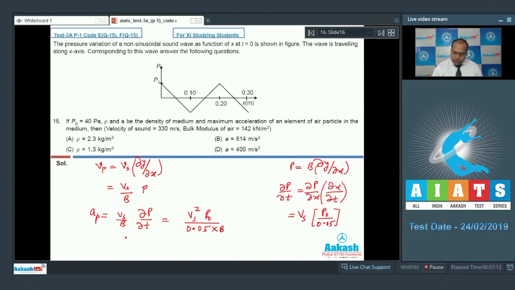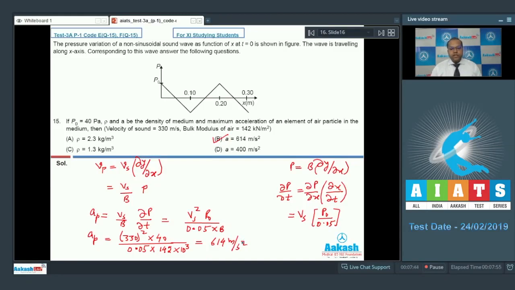If I substitute the values of all these variables, I can find the acceleration. Vs is the velocity of sound in the medium, that is 330, squared, into P naught, whose value is 40 Pascal, so 40 divided by 0.05 into bulk modulus. The bulk modulus value is 142 kilonewton per meter square, so into 10 raised to the power 3. If I solve this, it comes out to be 614 meter per second square. So option B is correct and D is wrong.